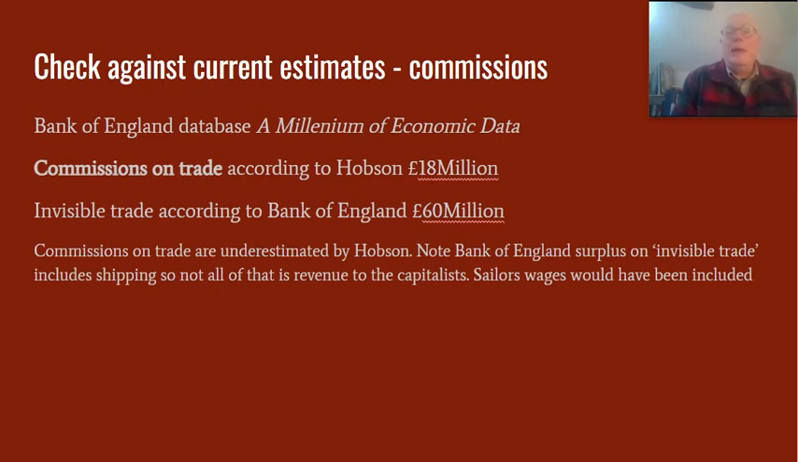The Bank of England estimates what it calls invisible trade, that's to say, not trade in commodities or physical commodities, to be 60 million in that year. The invisible trade is typically taken to be commissions on re-export, perhaps, shipping charges, insurance on shipping, things like that, and general insurance on houses, factories, etc., in other countries. The shipping stuff is not all surplus, because sailors' wages would have been included in the shipping.